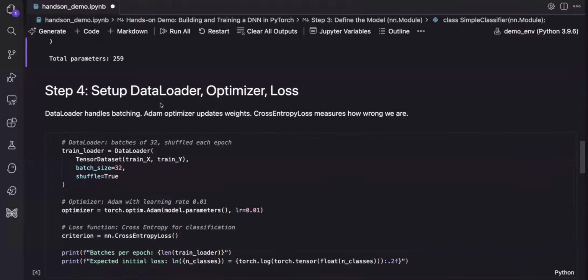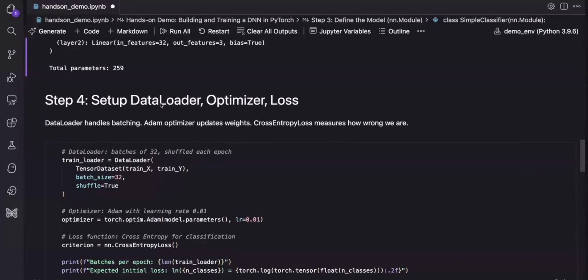We wrap the training tensors in a tensor dataset. That is what pairs up each input X with its label Y, so the data loader can pull them together as a matched pair. Then we pass that to data loader with a batch size of 32 and shuffle equals true. Batch size of 32 means every training step the model sees 32 examples at once, computes a single average gradient across those 32, and does one weight update.